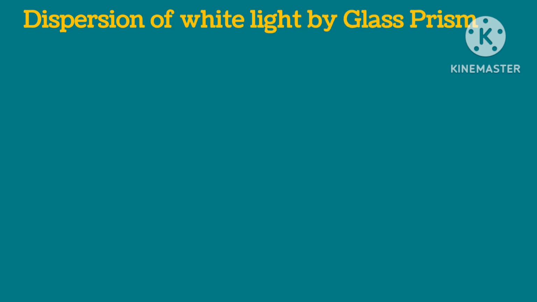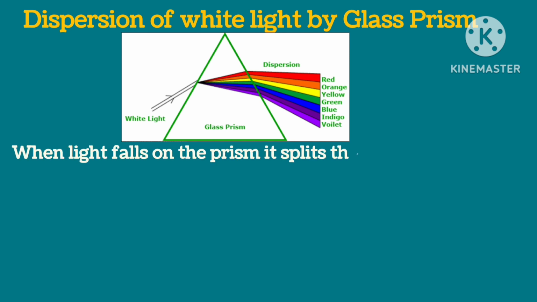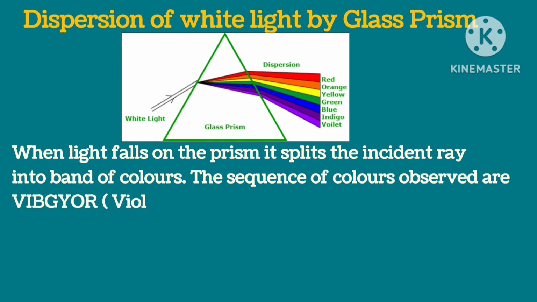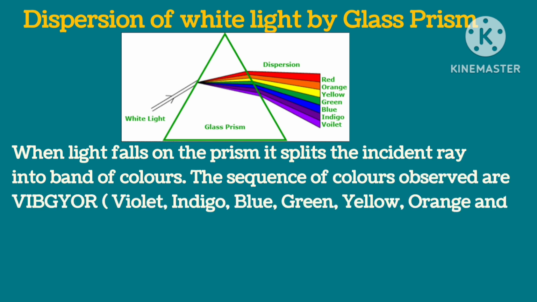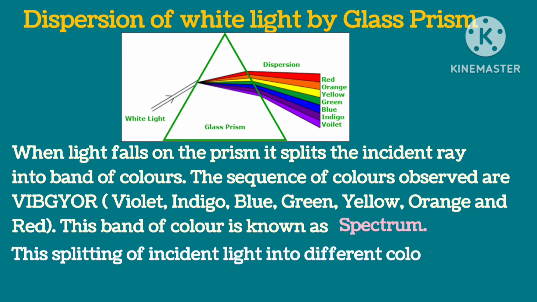Dispersion of white light by glass prism. So when light falls on the prism, it splits the incident ray into a band of colors. The sequence of colors observed here are VIBGYOR: violet, indigo, blue, green, yellow, orange and red. This band of colors is known as spectrum. This splitting of incident light into different colors is known as dispersion.